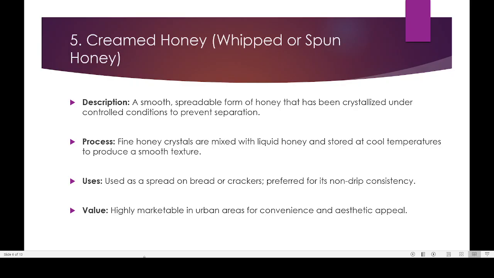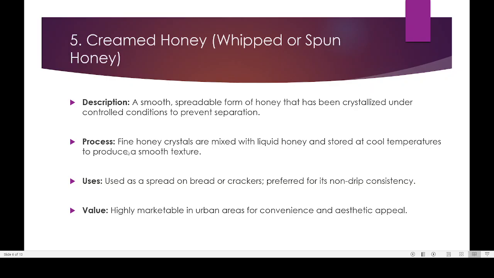The color is slightly different. Here you can see that it is not the normal color of the honey that we are seeing. Here also you can find creamed honey. You can see that these are all available in European and Western markets, not popular in India.